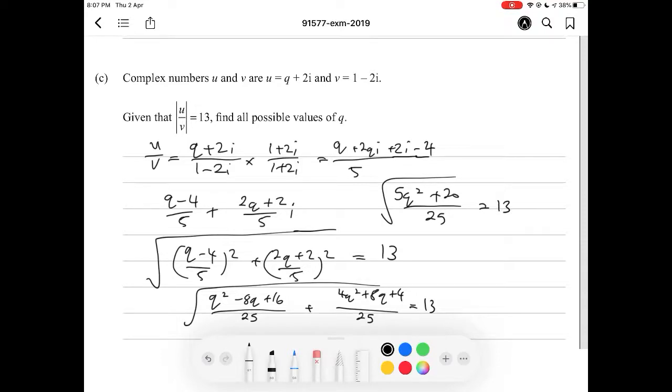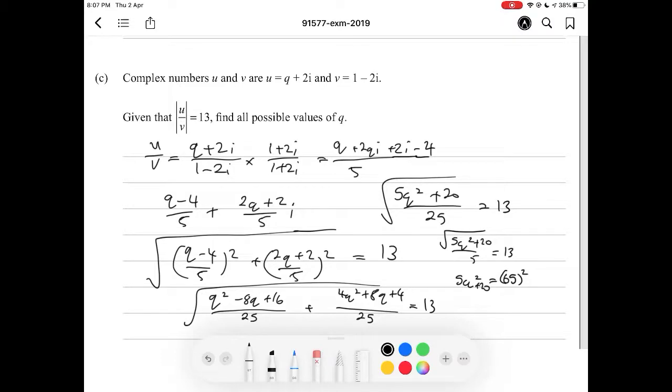So now we can simplify this. We can say square root of 5q squared plus 20 over 5 equals 13. And therefore, we can say that 5q squared equals 65 squared. So that's 13 times, I move the 5 to the other side, 13 times 5 is 65. And I take the square of both sides. So 5q squared plus 20 equals 65 squared.